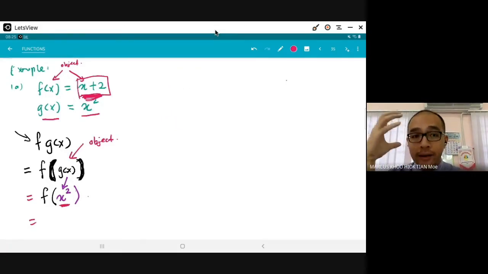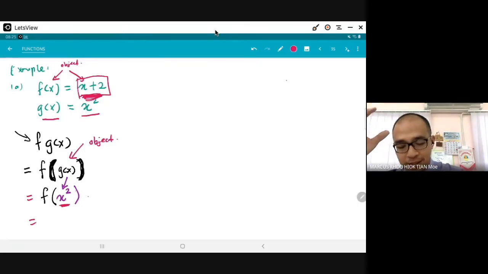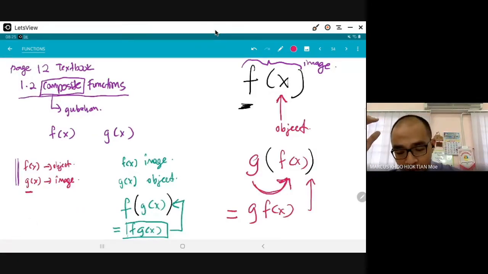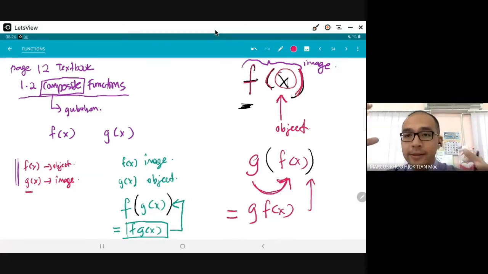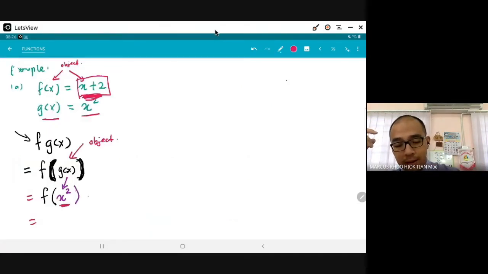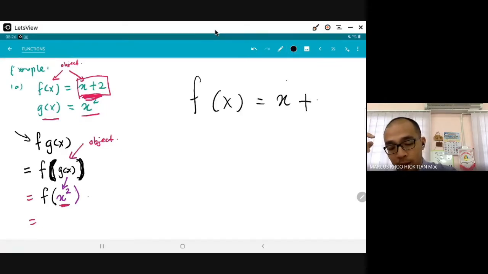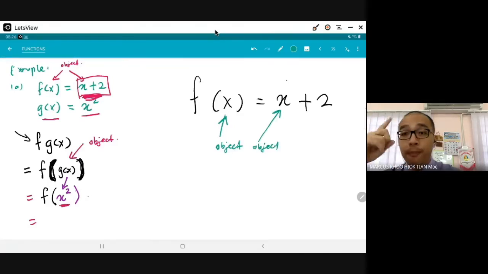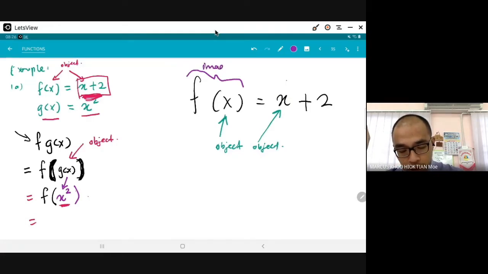Actually, what you need to really recognize is if there is a function, I'm going to say this a lot of times, if there is a function inside the kurungan with the function, this thing is the object, and the whole thing is the image. So f(x) is, let's say, x plus 2. What is important for you to recognize is this x is the object. And this is also the object. But the whole thing here is the image. And the whole thing here is also the image.